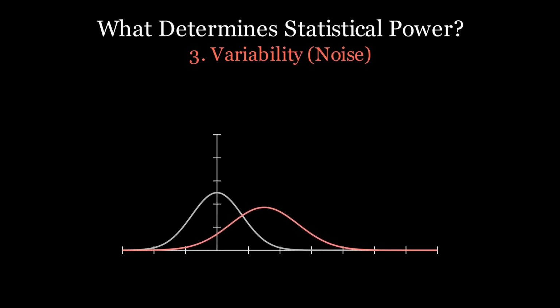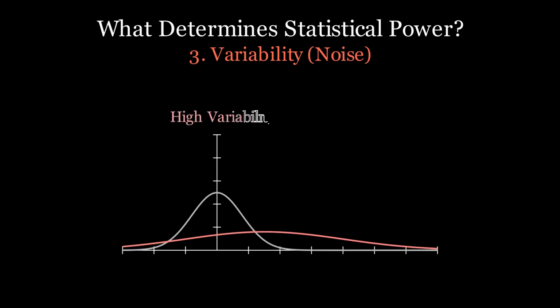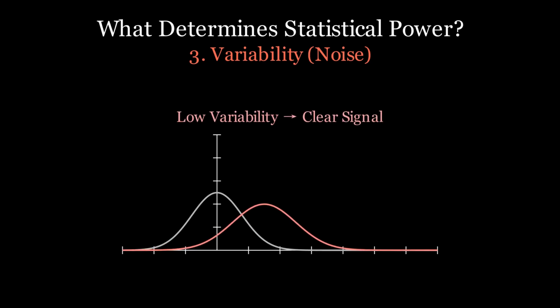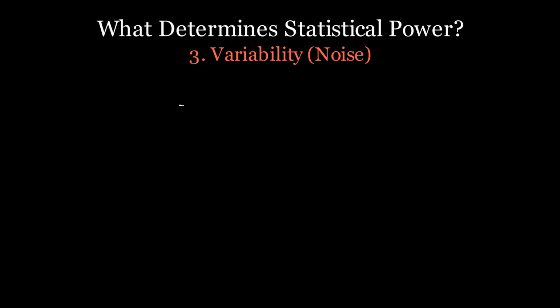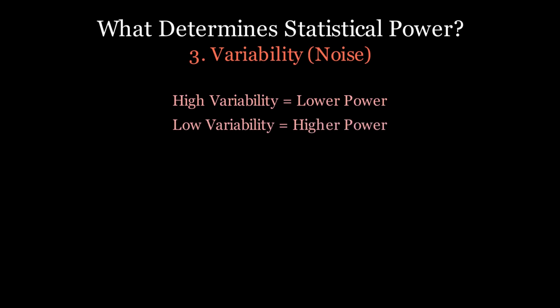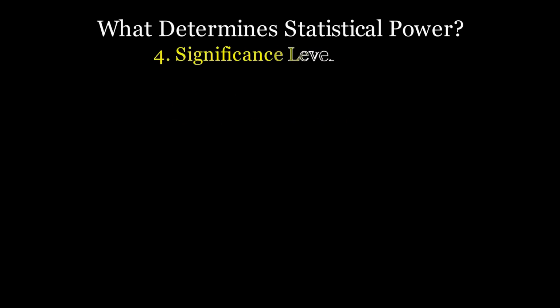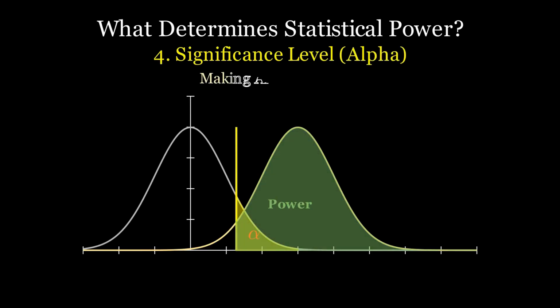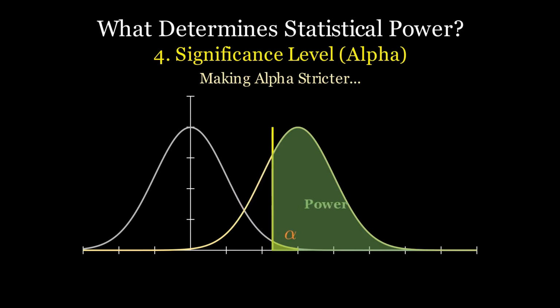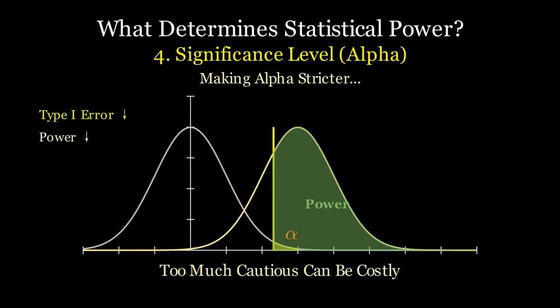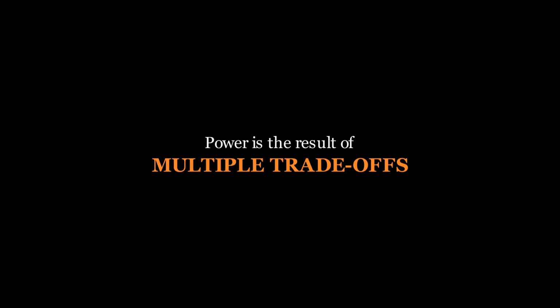Third, variability. If your data is highly inconsistent, signal gets buried. If your data is stable, signal stands out. So, high variability equals lower power. Low variability equals higher power. Finally, significance level alpha. If you make your significance threshold stricter, type 1 error decreases. But power may also decrease, meaning you reduce false positives but risk increasing false negatives. So, being too cautious can also be costly.